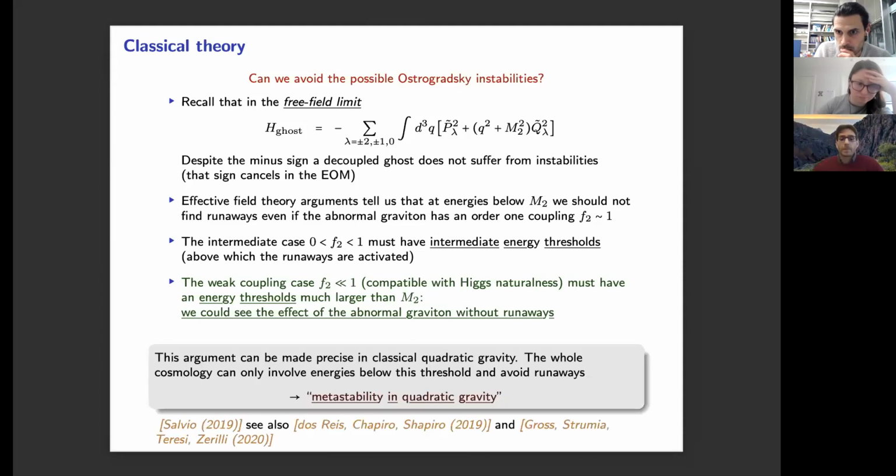And this argument can be made precise in classical quadratic gravity, such that the whole cosmology can only involve energies below this threshold and avoid runaways. So we have this metastability in classical quadratic gravity. I pointed this out in 2019. There was also a more recent paper by Dorais, Shapiro, and Shapiro, another Shapiro, in 2019, and the paper by Alessandro Strumia and collaborators in 2020, that was posted by Alessandro earlier.